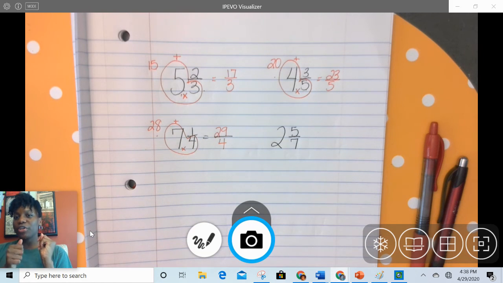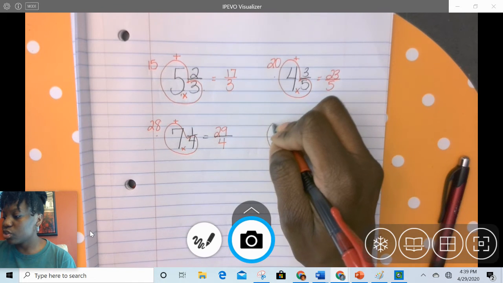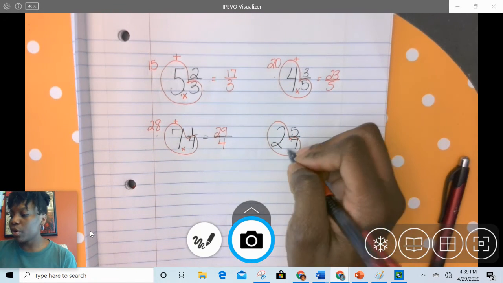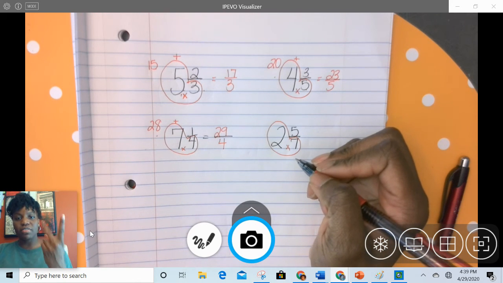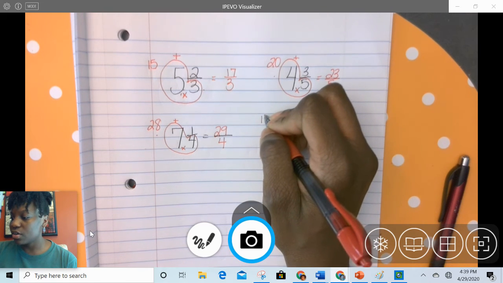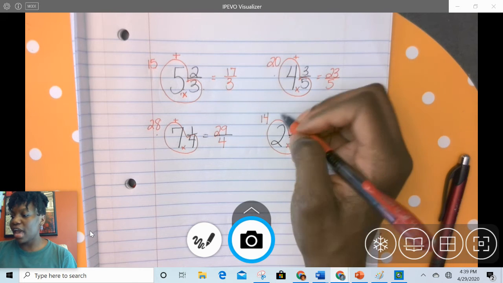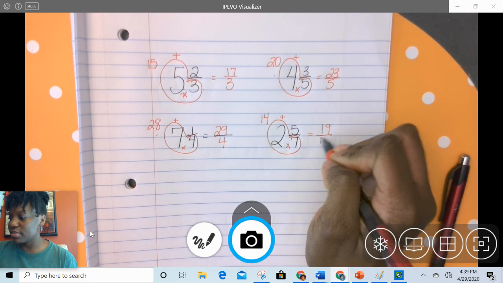All right, hopefully you're done with the problem. Let's see how well you did. So we are going to jelly bean around the 2 and the 7, the whole number and the denominator. And we're going to multiply that because we have 2 sets of 7 sevenths. And 2 sets of 7 sevenths is going to give us 14 sevenths. Then we're going to take 14 sevenths and add 5 sevenths to it. And that should give us 19 sevenths.